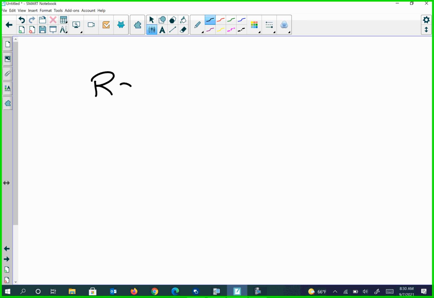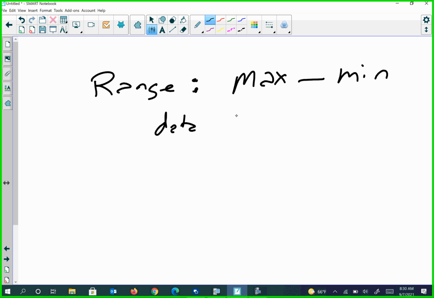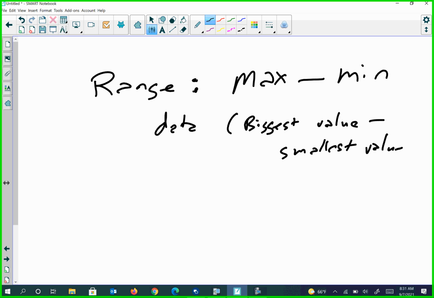There are other things that they talk about with those central things, but let's talk about a couple of new ideas. The first one is the range. The range is the maximum minus the minimum. So if you have your data, you look for your biggest value and you subtract your smallest value. Pretty straightforward. I'm on page 16 in the book if you're following along. The range just tells you where our scores took place.